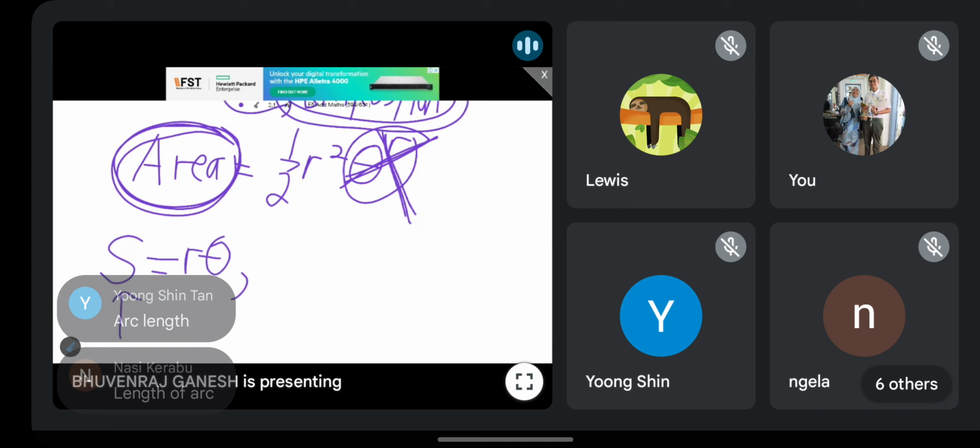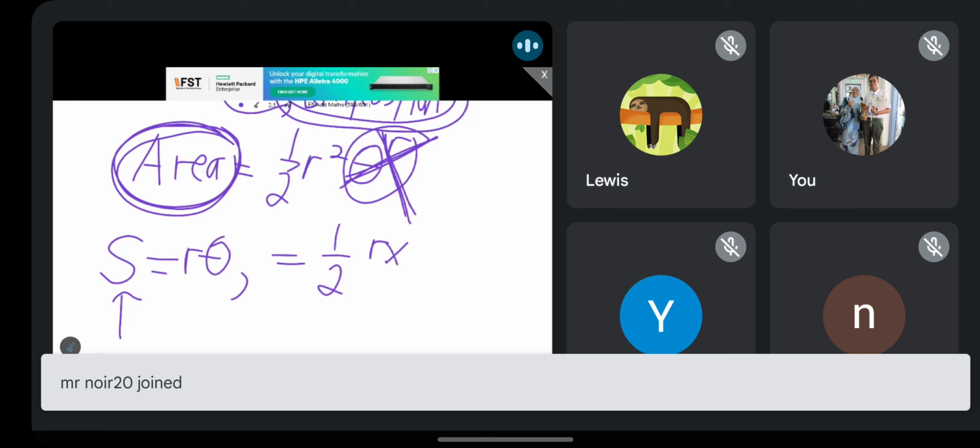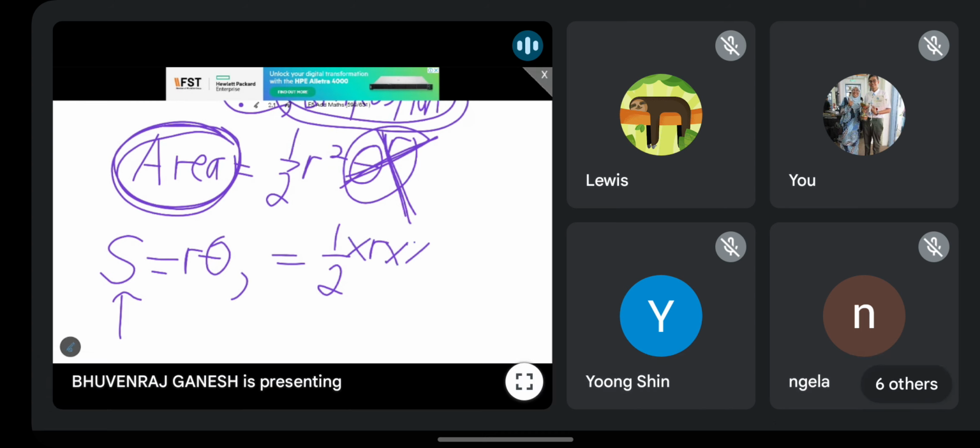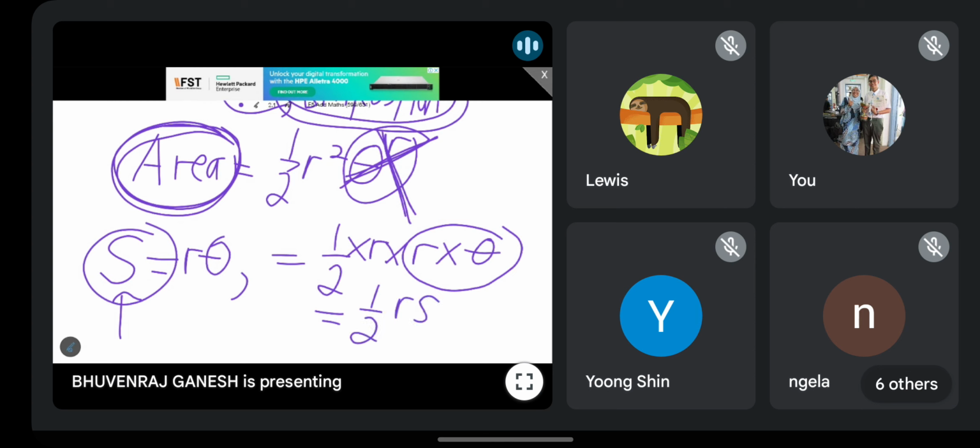So guys, do you all see? Half R square theta radian is actually half times R times R times theta. Correct? So guys, R theta is S. So that's why another formula to count area of sector is half R S. Do you all understand? Boleh faham? Basically, it's just modifying the formula.